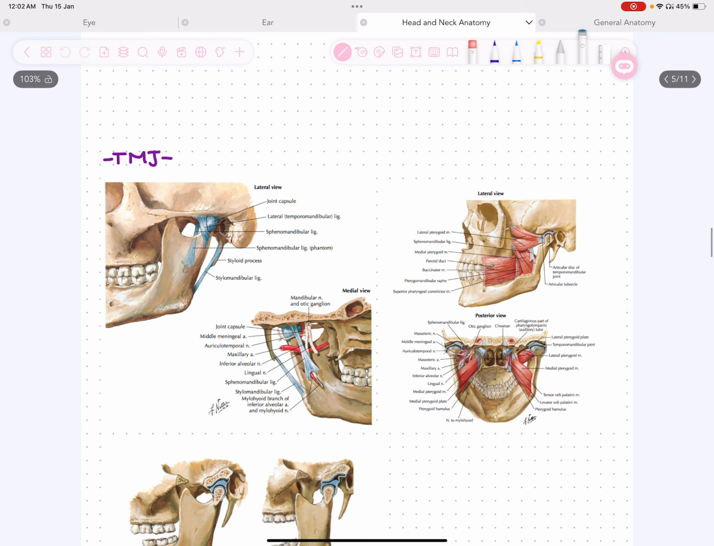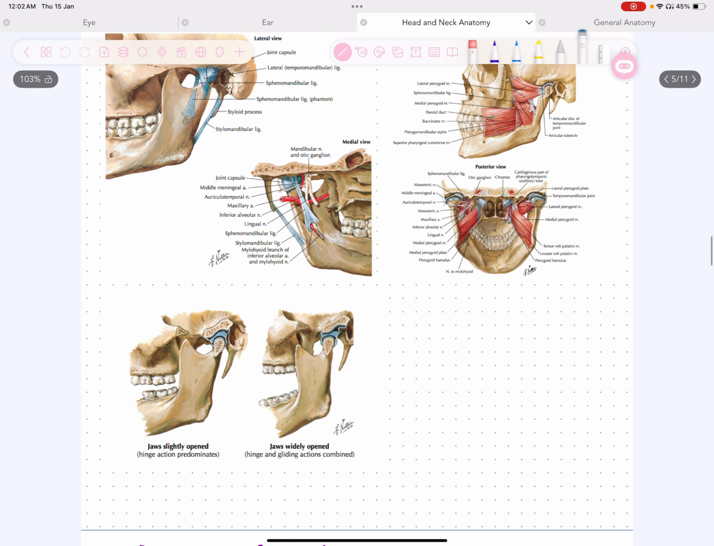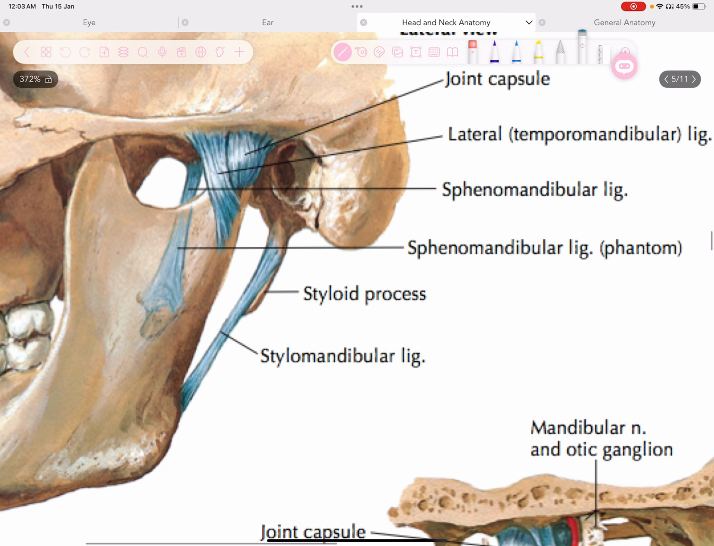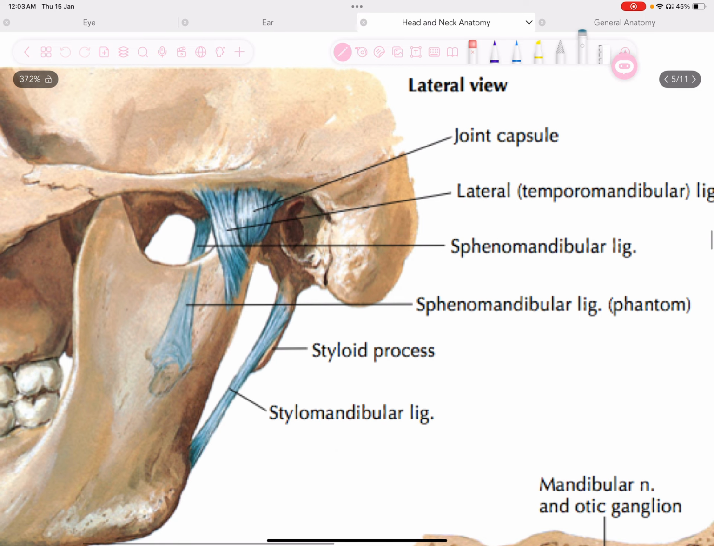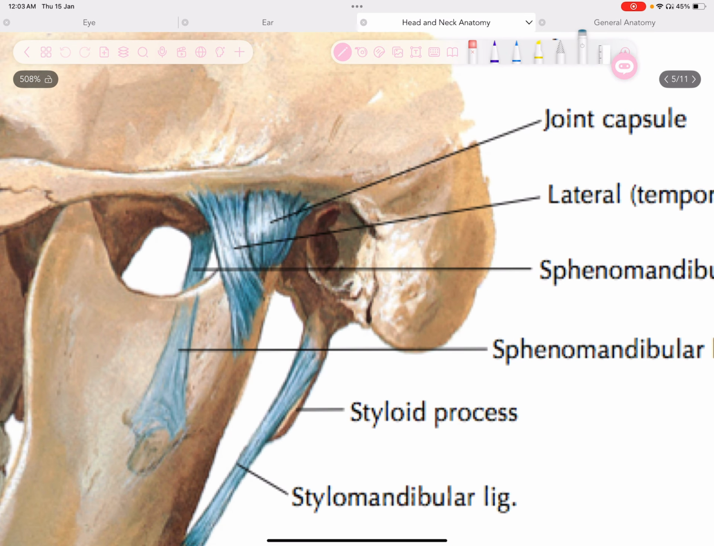Now moving forward, let's refer to the book, and then I'll tell you everything. Let me just tell you about the ligaments and then we'll move. So this is a very important joint capsule. There's a fibrous capsule that surrounds the joint and is attached above to the articular tubercle.